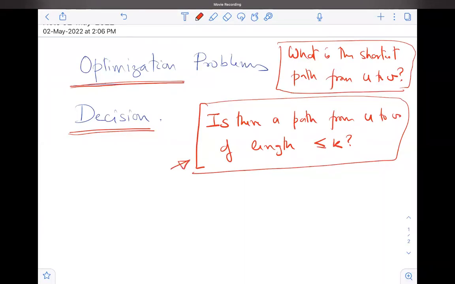Now, we will be talking about these two concepts in some sense interchangeably, okay, in the next 3-4 classes. Why? Firstly, because if you can solve the optimization problem, can you solve this decision problem?